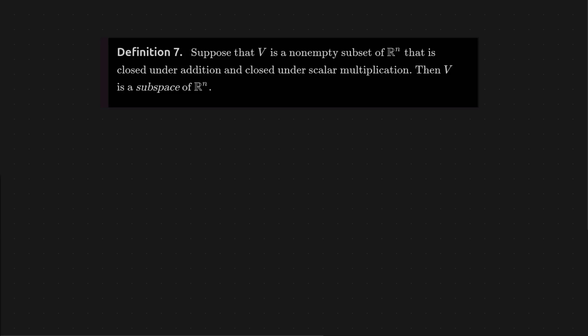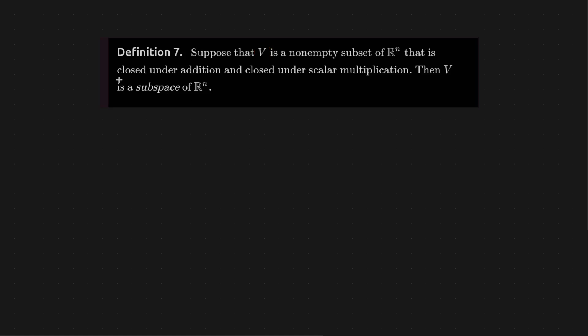So let's explore some other vector spaces. To do that, we're going to define something here. Suppose that set V is a non-empty subset of Rn. Now remember, we know Rn is a vector space. It has all those lovely properties.